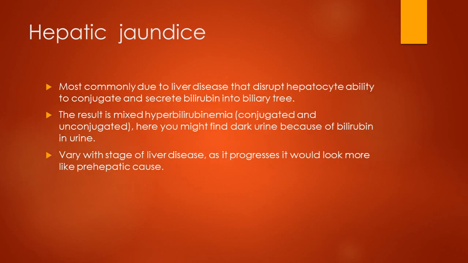Now, hepatic jaundice is basically when you've got hepatocyte pathology leading to a problem in conjugating and secreting bilirubin. If it can't conjugate bilirubin, this leads to accumulation of unconjugated bilirubin in the blood, and it won't be able to secrete any of the conjugated bilirubin. So conjugated bilirubin will also accumulate in the blood. This leads to dark-colored urine, as conjugated bilirubin can be filtered by the glomerulus, and so it ends up in urine. Since we have both conjugated and unconjugated bilirubin in the blood, it's called mixed hyperbilirubinemia, direct and indirect.